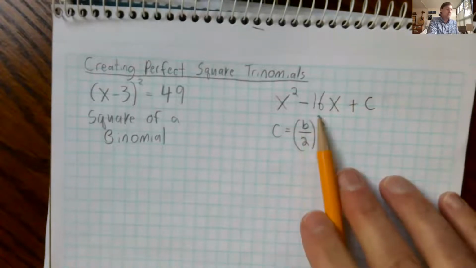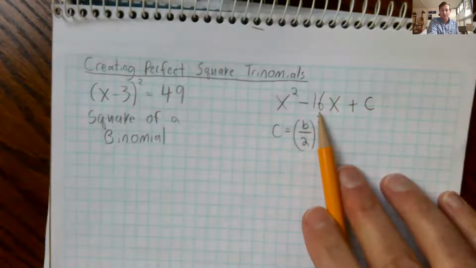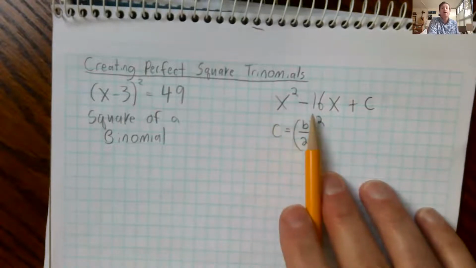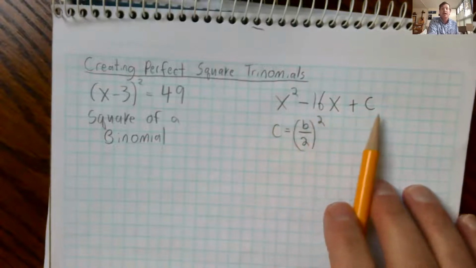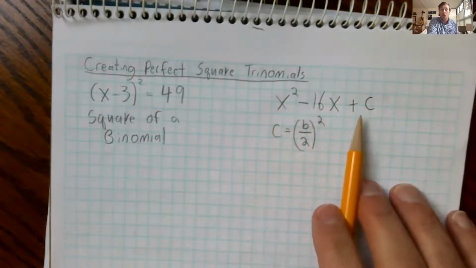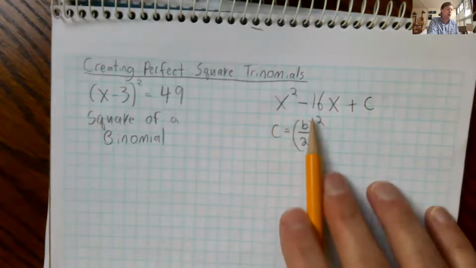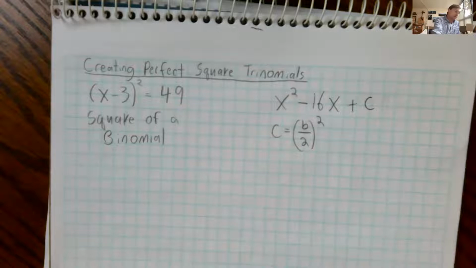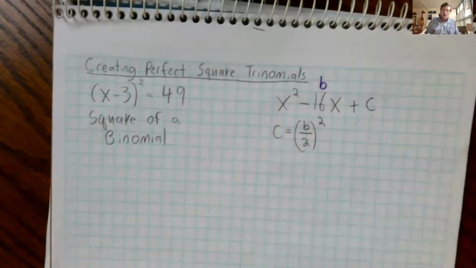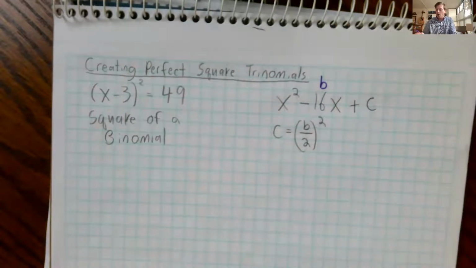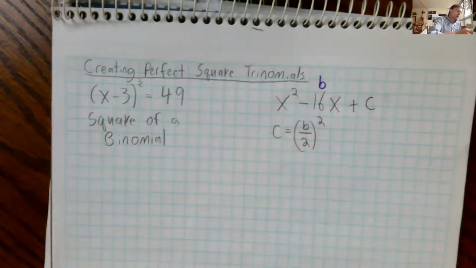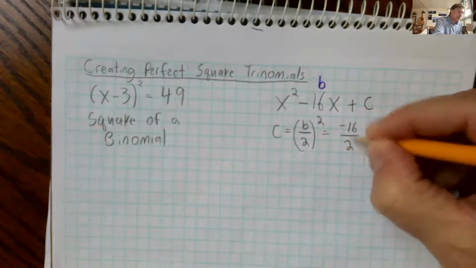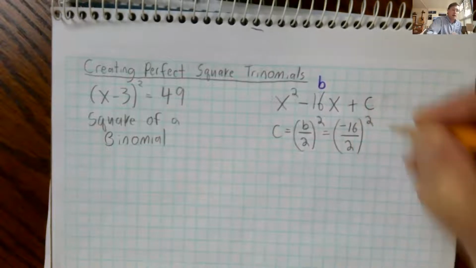So the B term is this negative 16. Again, this is standard form. A is what's in front of the x squared. B is what's in front of the x. And then the C term, that's what we're trying to determine right now. So all I need to do is figure out what my B term is, which is this negative 16, and plug it into our formula here. So this is going to look like negative 16 over 2, squared.